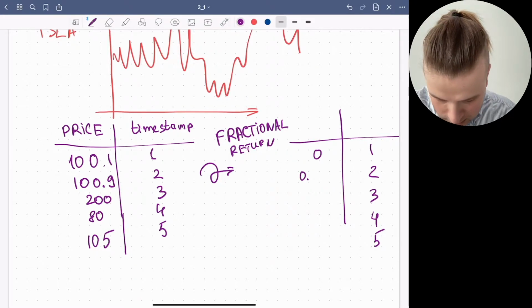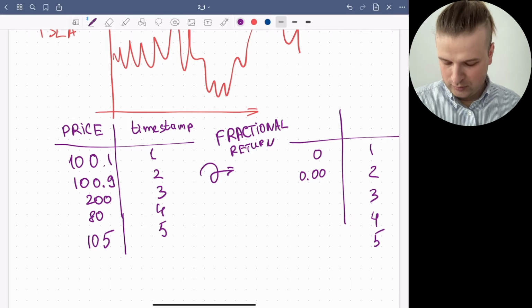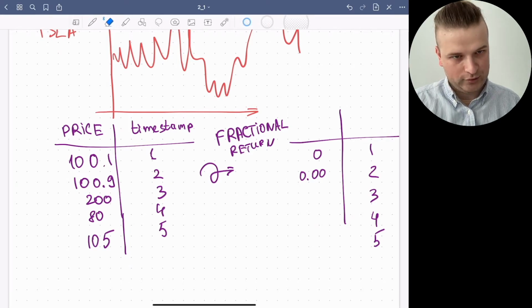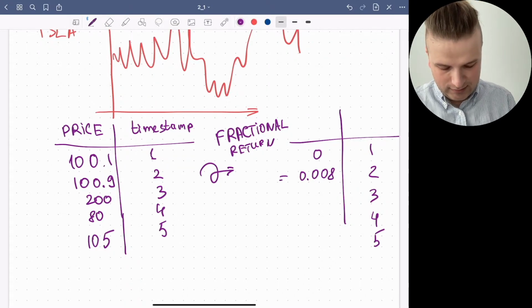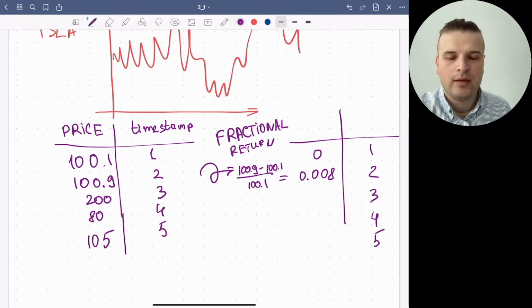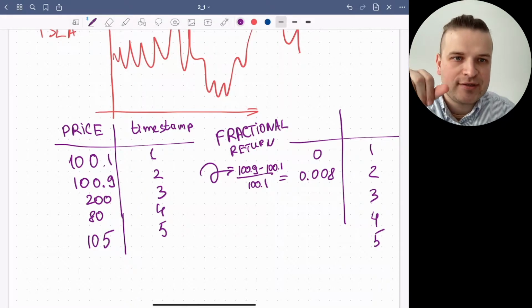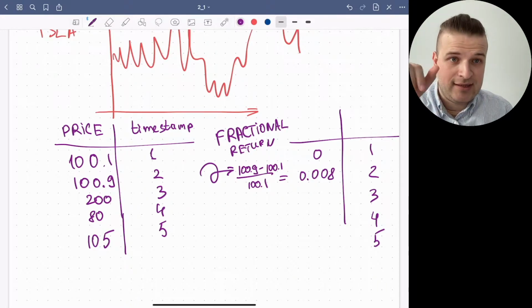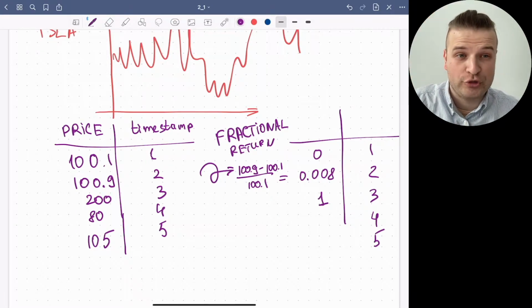0.008. That's this value. Next day, we have something like doubling our price, which means that the difference is of the same magnitude as the initial price, and the fractional return in this case will be something like 1, which is great. Like if it's not a Bitcoin, that probably will never happen, but still.